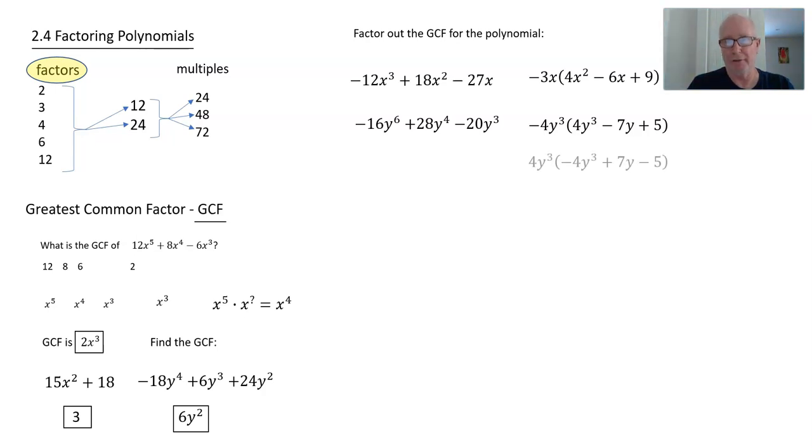Now, if I didn't factor out the negative, I could have just factored out the positive 4y to the 3rd. And then my signs would be the same as the signs in my original polynomial. So when you factor something out, you need to be cognizant of the signs. You need to pay attention to the signs. Okay, try this one. Pause the presentation, factor out the greatest common factor, and then resume the presentation.